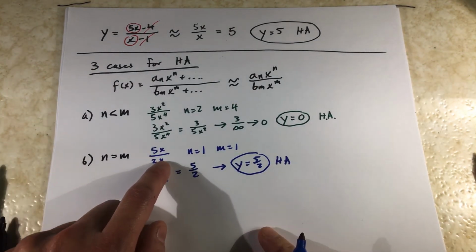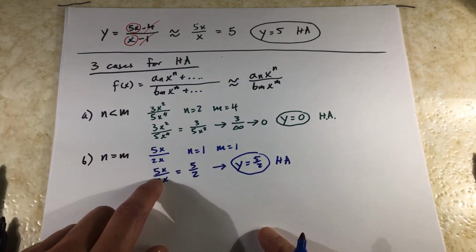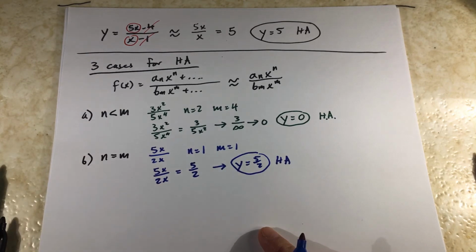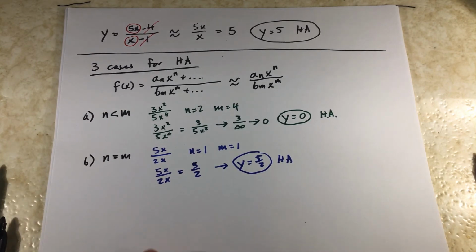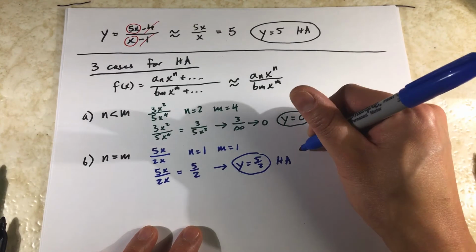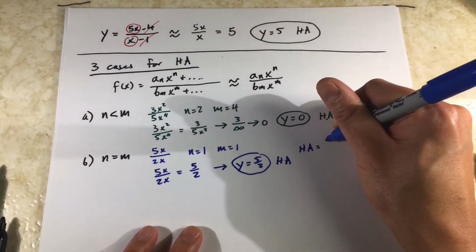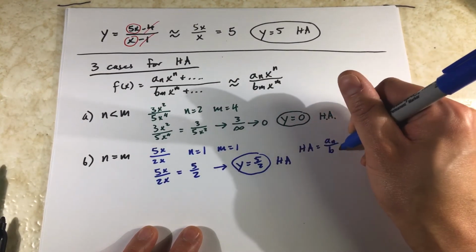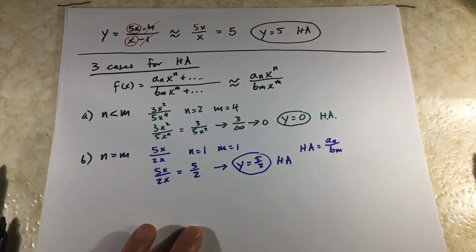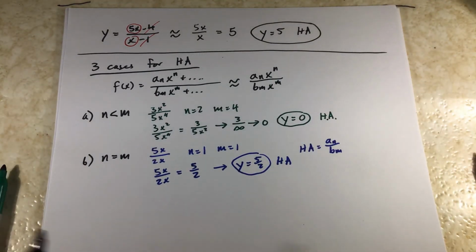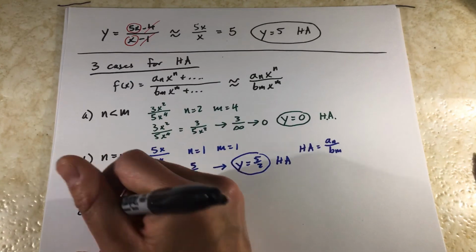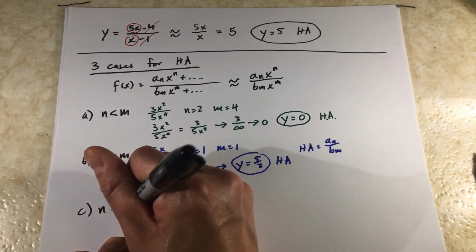So what happens if they're the same power of x? You can just cancel them out and just keep the coefficients in front of them, and that's your horizontal asymptote. All right. So this is also the same as saying the horizontal asymptote is whatever the coefficients are, an over bm. Okay. Case C is when n is greater than m.